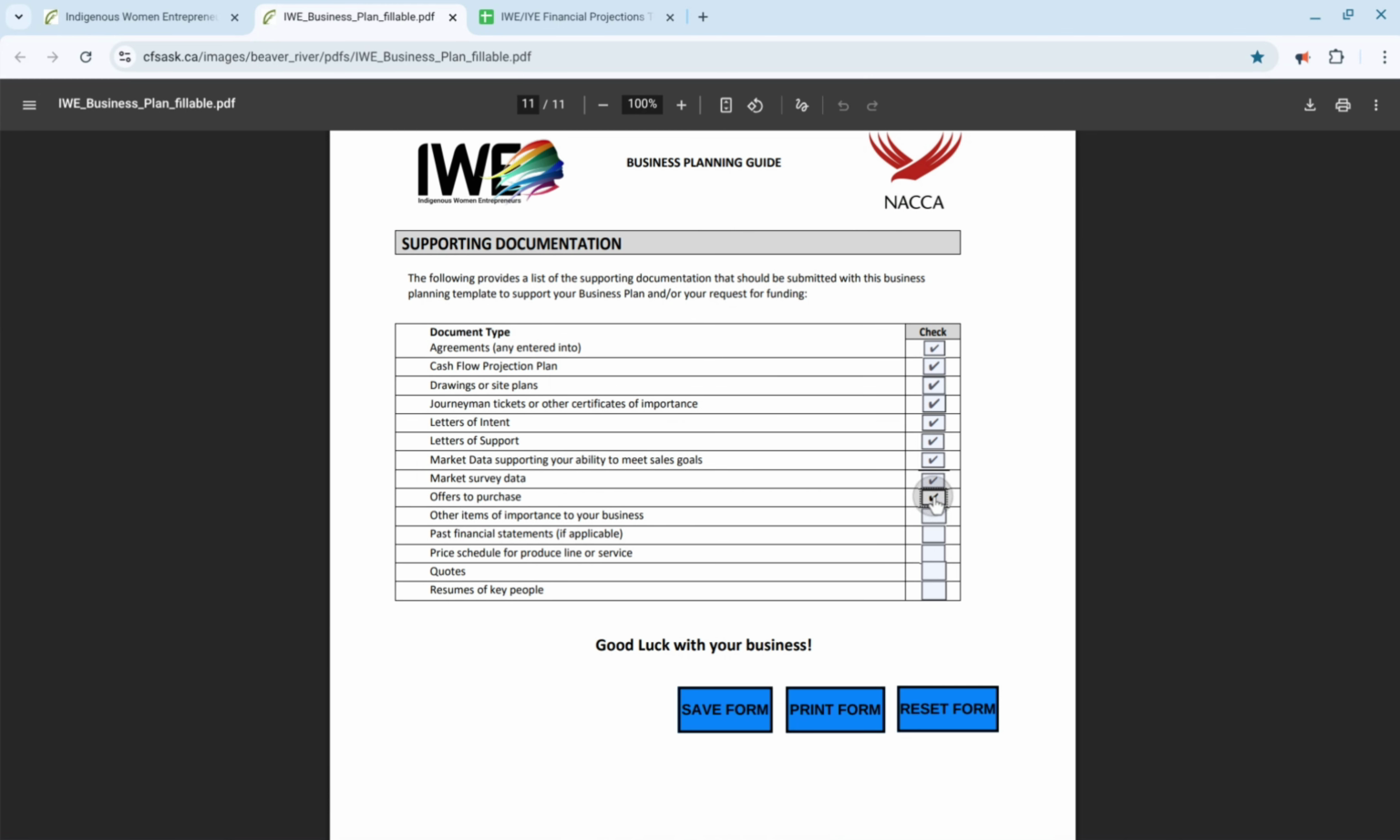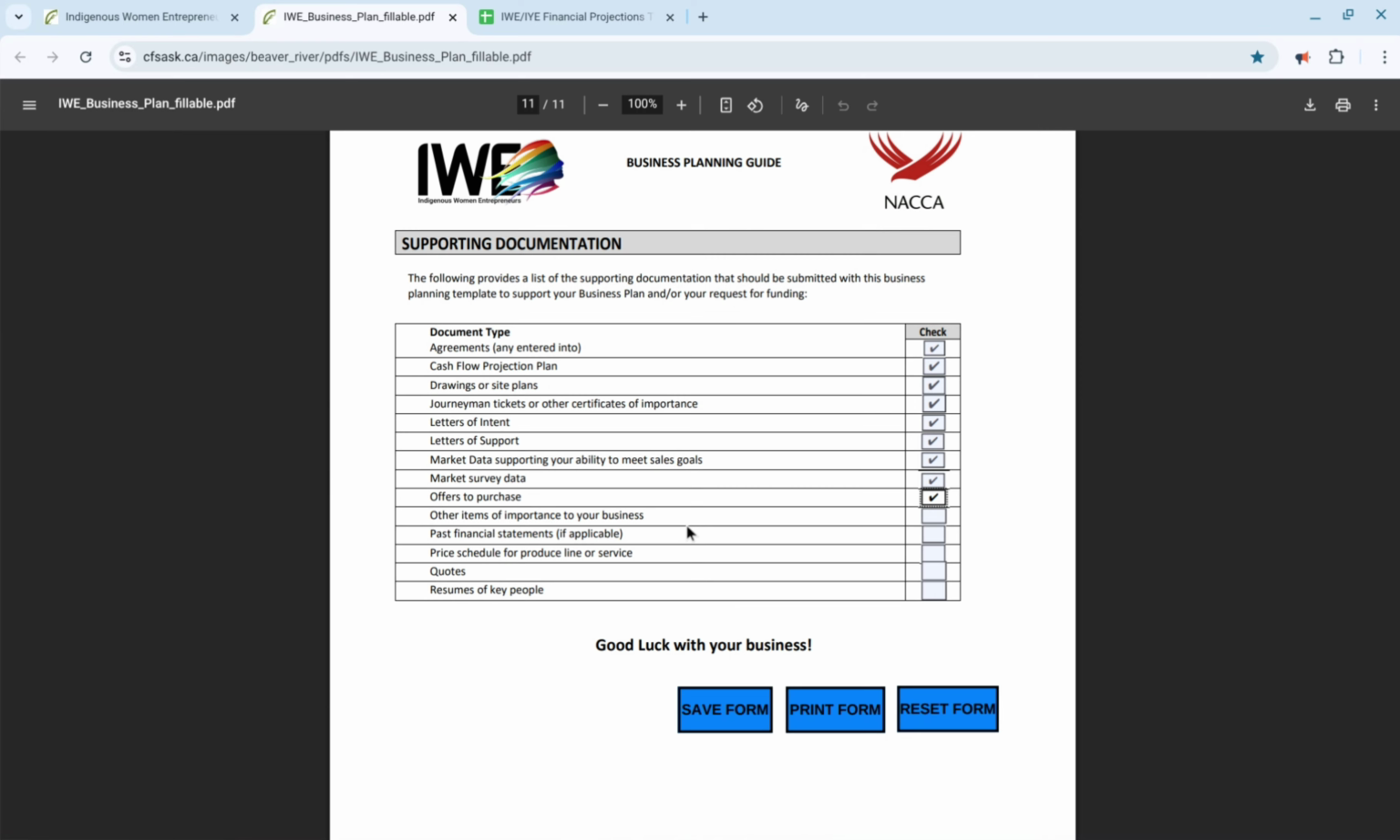Offers to purchase. So if you are purchasing land or buildings, especially for your business or for this project, it would be really important to include that offer to purchase. Or maybe you are taking over a business or taking over some equipment and you've written a formal offer to purchase some of those assets. It would be important to include that as well.